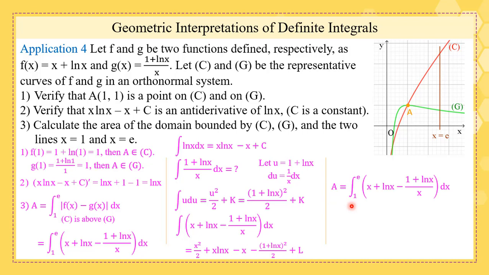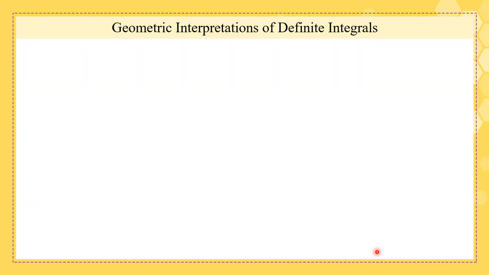A equal integral from 1 to e of x plus ln x minus 1 plus ln x over x dx, which is equal to the primitive found in this part between 1 and e, which is equal, first we replace x by e, minus, we replace x by 1, we get a result equal e squared over 2 minus 1, approximately 2.69 units squared.